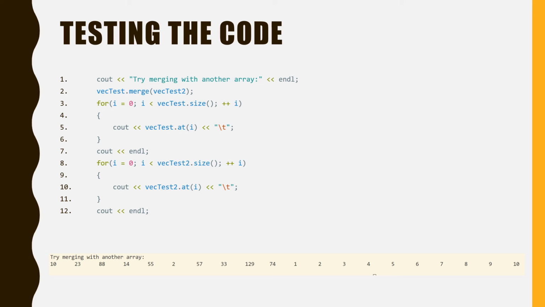Then, we merge the two different arrays and print both arrays after the merge. We can see that the first array now holds all 20 elements, and the numbers from the second array are placed after the elements from the first array. The second array now contains nothing, which is shown as an empty line right here.